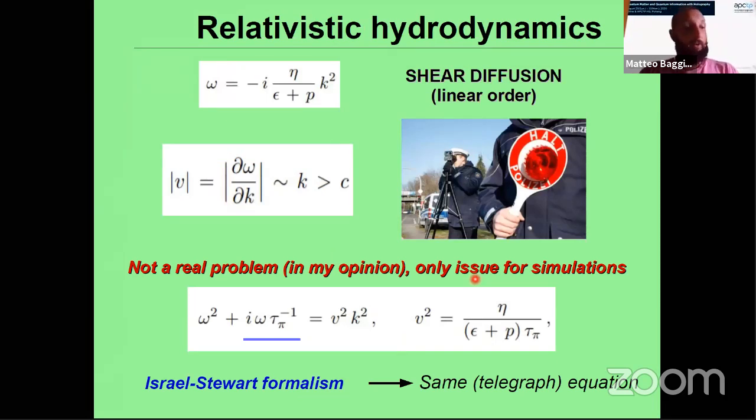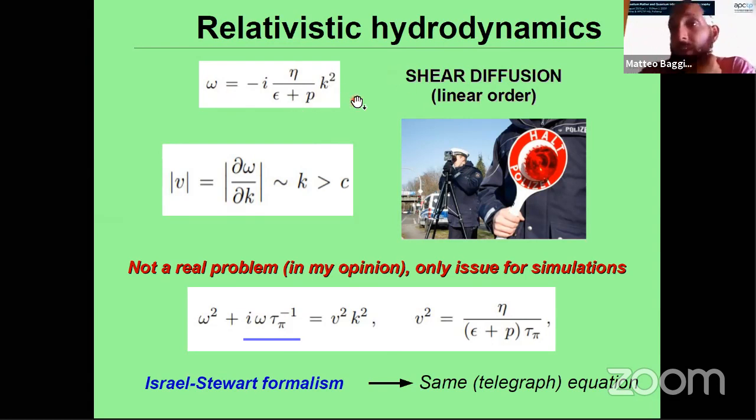So let me tell you a bit more about these equations because it's quite interesting. First of all, this kind of equation appears in a lot of systems. We recently had a review about this, which I will mention at the end. One typical system where this happens is relativistic hydrodynamics. Let's go back to this diffusive mode that we were discussing. We know that at linear order in the transverse sector, we have diffusion, and this is shear diffusion.